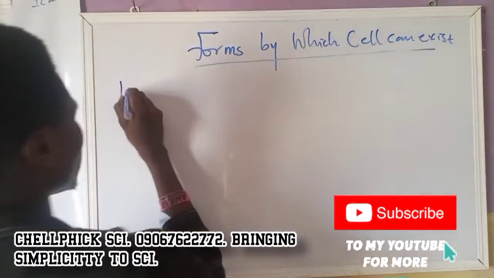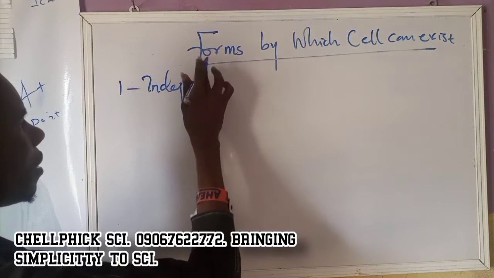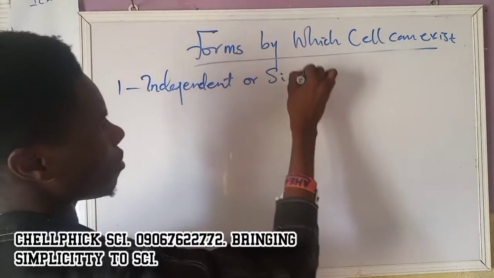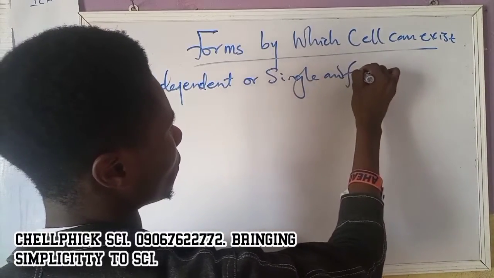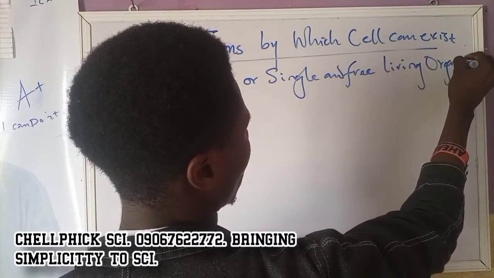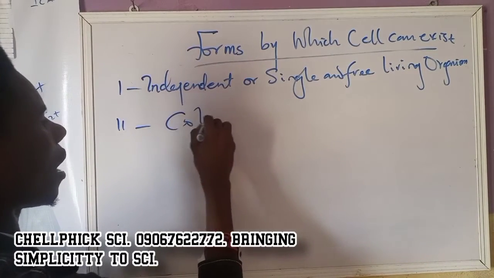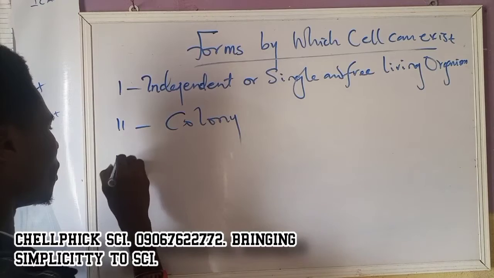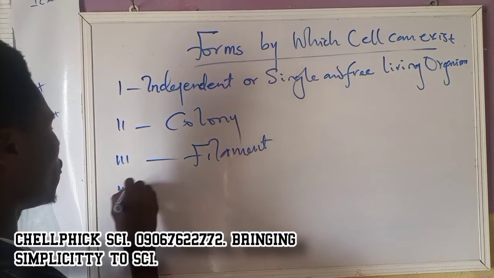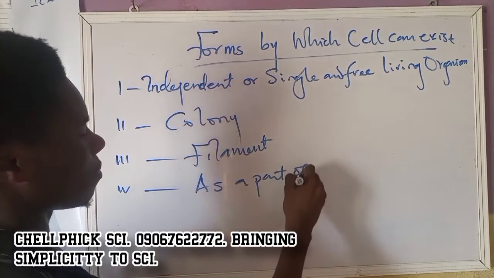Number one, a cell can be seen as an independent or single and free living organism. How can we see it as well? A cell can also be seen as a colony. Number three, they could be seen as a filament. And number four, they could be seen as a part of a living organism.